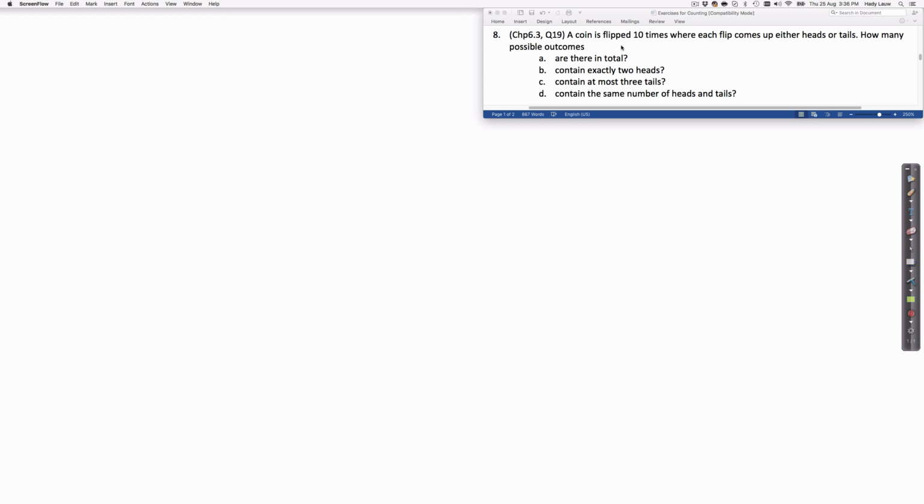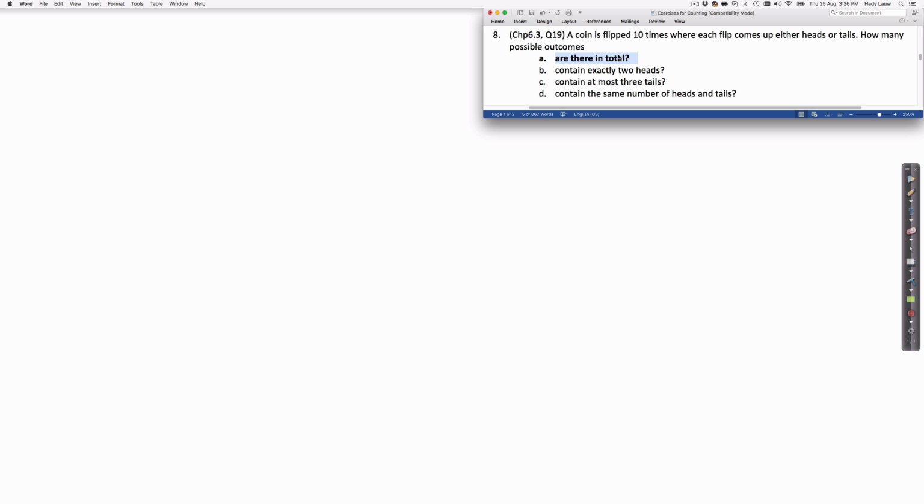So for question 8, we are looking at a coin that is flipped 10 times, where each flip comes up either heads or tails. And then we are looking at how many possible outcomes there are for different types of constraints. Now, for this, we know that the coin is going to be flipped 10 times. So let's start with 8A.